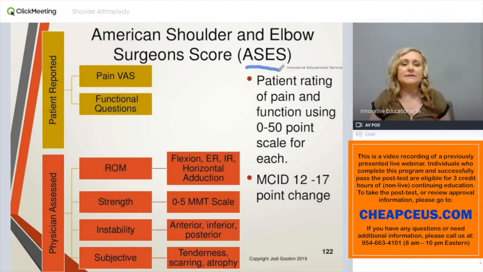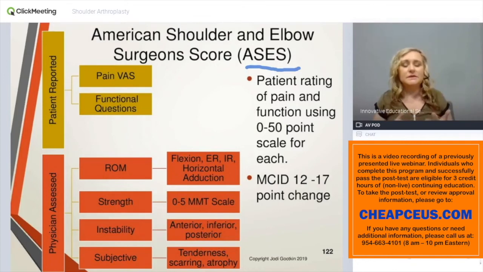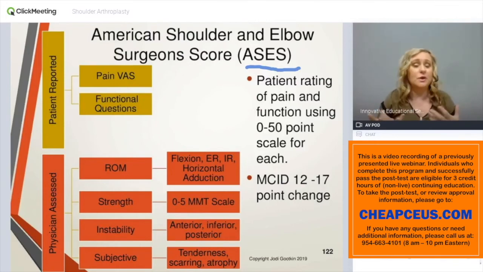The ASES is the American Shoulder and Elbow Surgeons Score. So this will be something that you'll see referenced a lot in the research, so I wanted to include it. And if you have an opportunity where you can communicate with the physician to see what their score is, you can use it as a comparison.